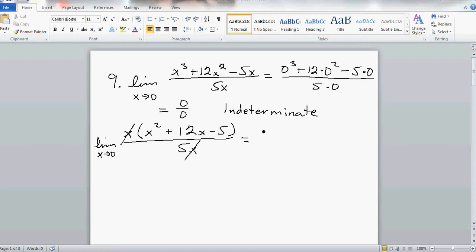It now becomes 0 squared plus 12 times 0 minus 5 all over 5. And let's see, what does this equal? Negative 5 over 5, which equals negative 1. And all of a sudden we have a limit. It's not 0 over 0. It doesn't break the rules of mathematics. And so our limit is actually negative 1.